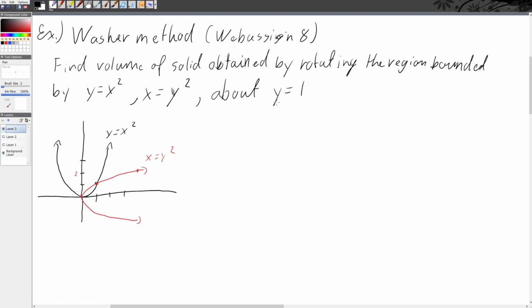They want us to rotate this around y is equal to 1. So what's y equal to 1 right there? So they want us to rotate this region about that line. Before, we talked about the disk method. The disk method only has one equation and is rotated about an axis. But here you have two equations and it's not rotated about the axis. It's rotated about some other line, meaning the region itself is not bounded by the axis. Then what can you do?